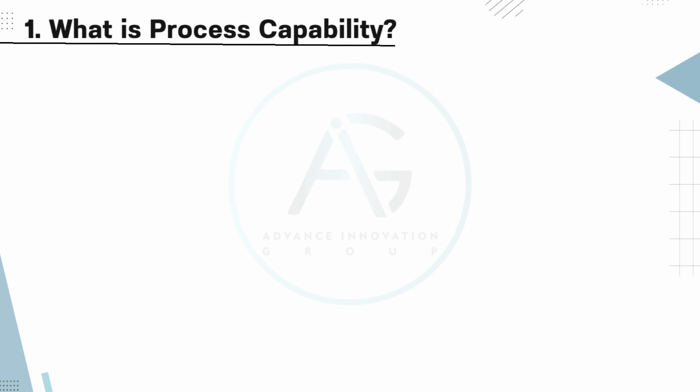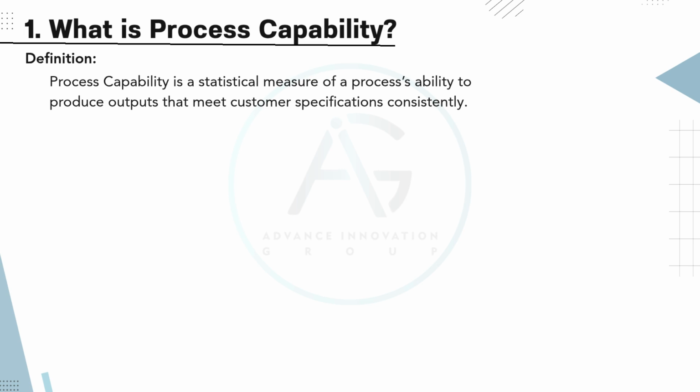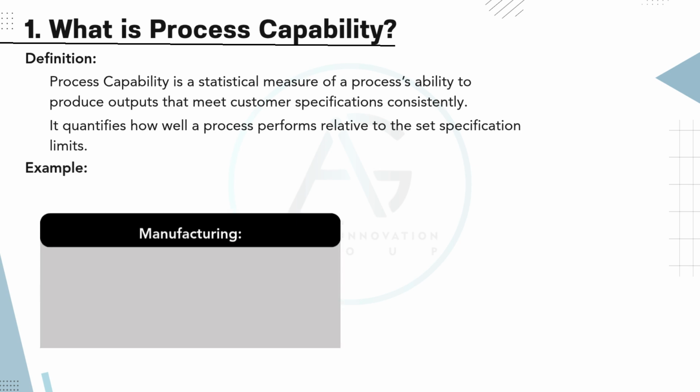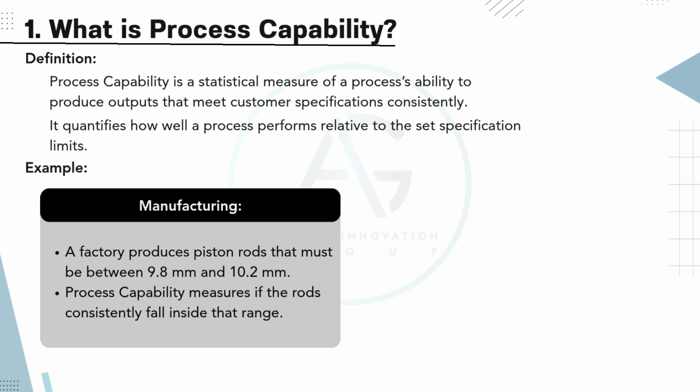1. What is process capability? Definition. Process capability is a statistical measure of a process's ability to produce outputs that meet customer specifications consistently. It quantifies how well a process performs relative to the set specification limits. Example: manufacturing. A factory produces piston rods that must be between 9.8 millimeters and 10.2 millimeters. Process capability measures if the rods consistently fall inside that range.